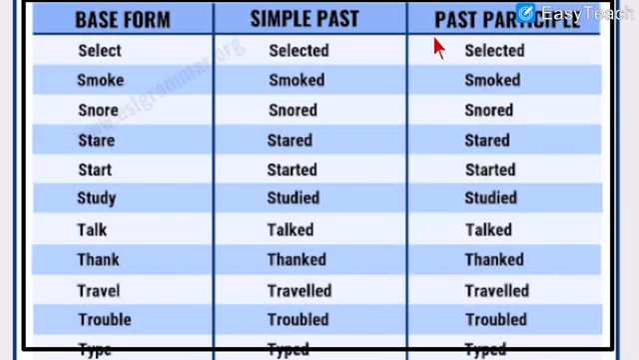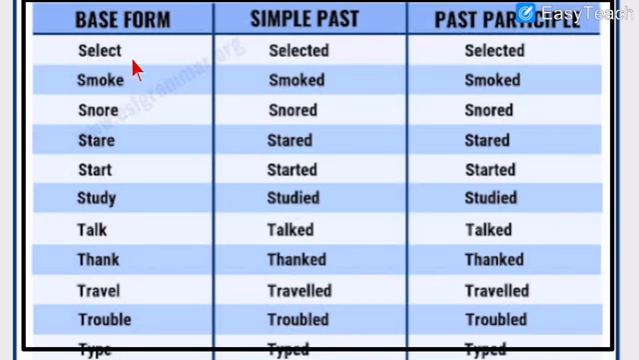Past participle form as such is not required in this chapter, nor is base form required, but base form is already there. So you have to make this kind of table right now. Just write base form, draw a line, simple past, draw a line, and past participle. That's it. You don't need more than 1 or 2 minutes to make this kind of table.